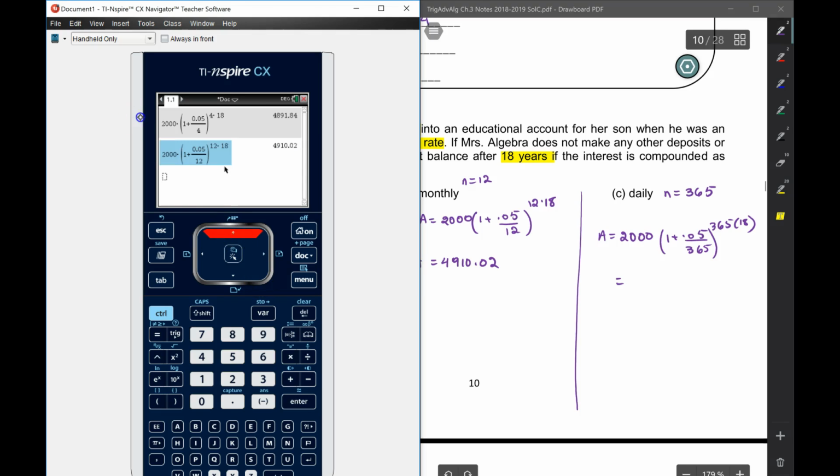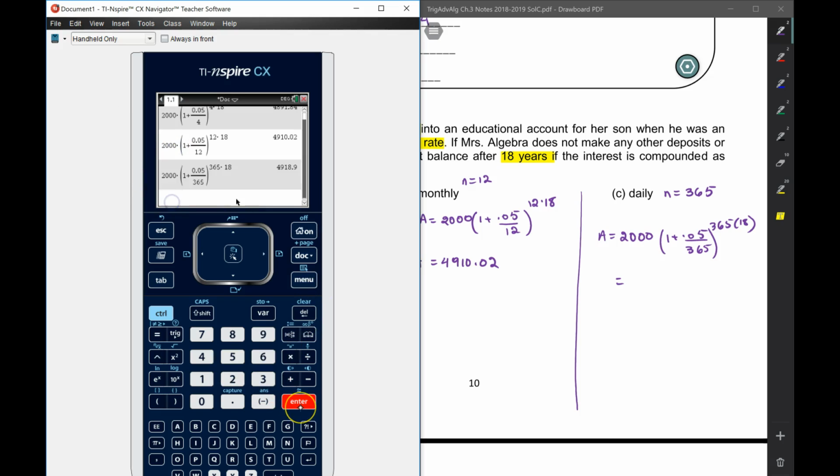So again, I bring this back and I'm just going to edit. Yeah, this is why you paid the big bucks for this calculator, right? So you could minimize your mistakes and you can maximize your efficiency. So you would think, oh my gosh, now the bank is paying me interest every single day, and you think you're just going to make so much more money, but it's $4,918.90. Okay, dollars.